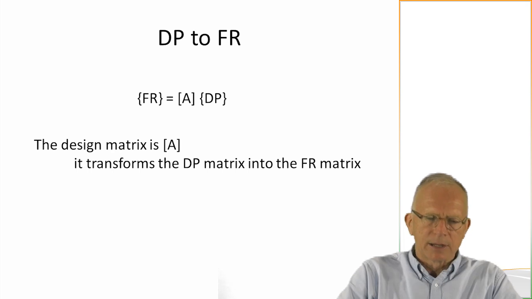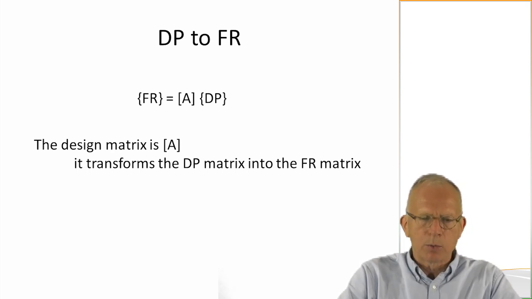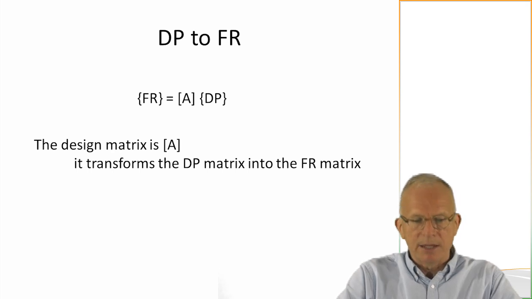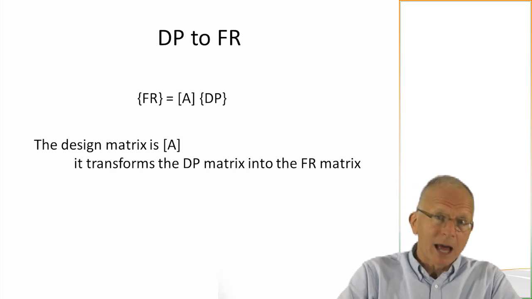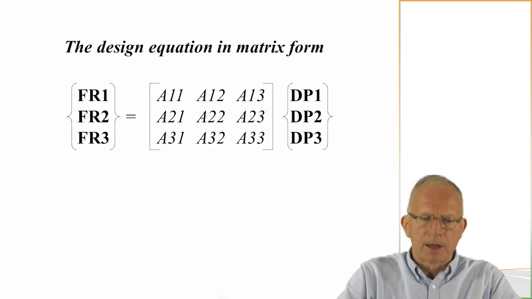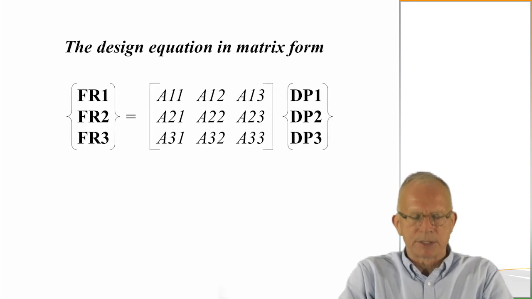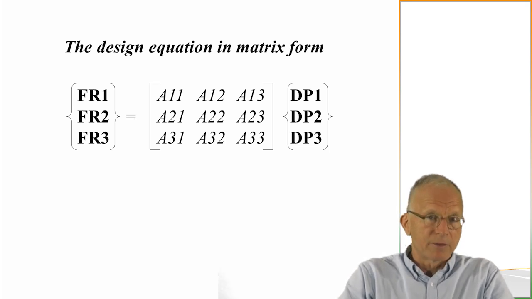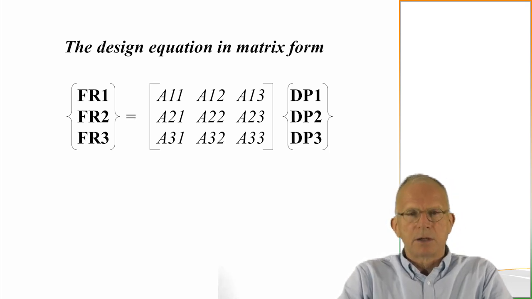Right, so we can take a look at this as a kind of matrix equation. So how do we get from a DP to an FR? The FRs are equal to some design matrix A times the DPs. So this design matrix is essentially what mathematically transforms the DPs into the FRs. Now the FRs and the DPs are both column matrices. So here's an example of what this looks like for 3 FRs and 3 DPs. So we have a 3 by 3 design matrix, and that's represented by A's with 1, 1, 1, 2, and so forth.